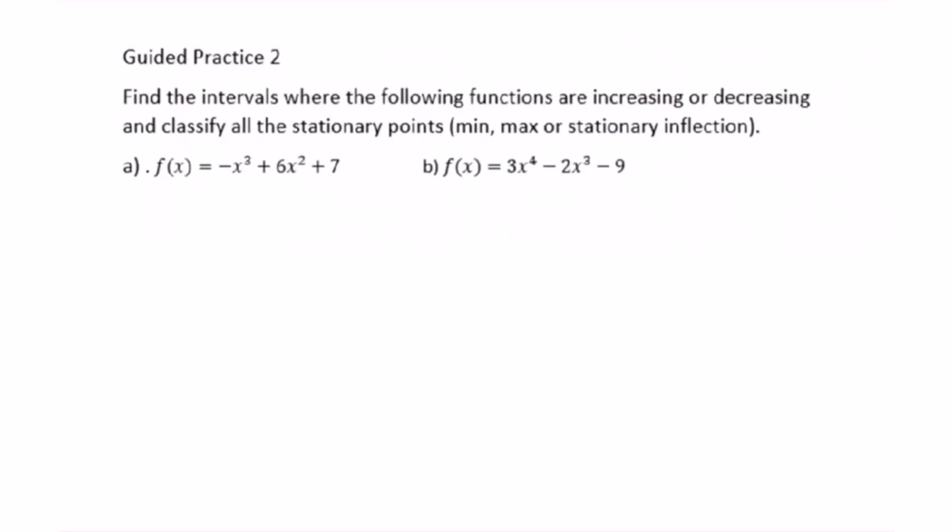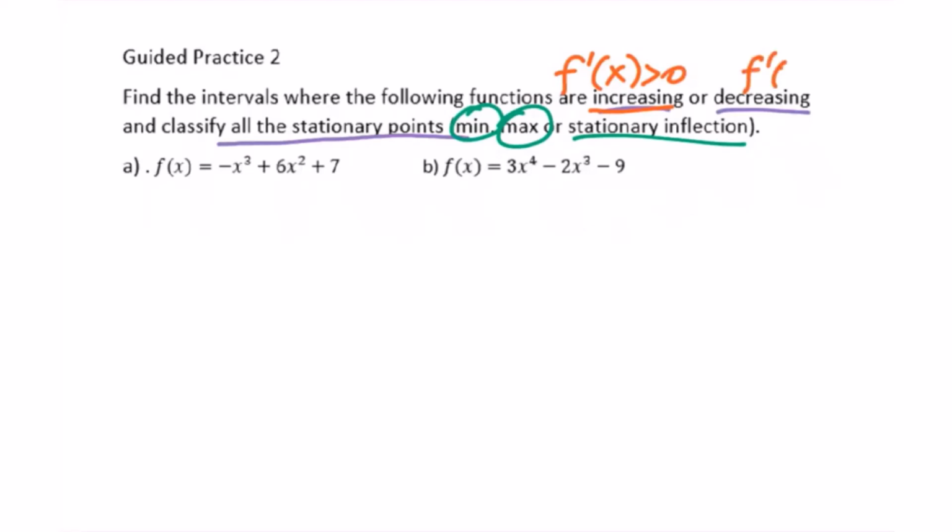Find the interval where the following functions are increasing or decreasing and classify all the stationary points. Stationary points means minimum, maximum, or stationary inflection. Increasing means we're looking for the interval where f prime of x is greater than 0. Decreasing interval means f prime of x is less than 0. So first step, you need to figure out the derivative.